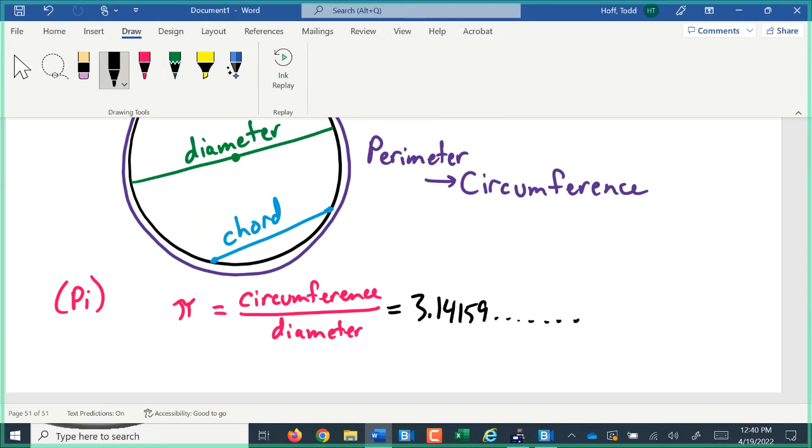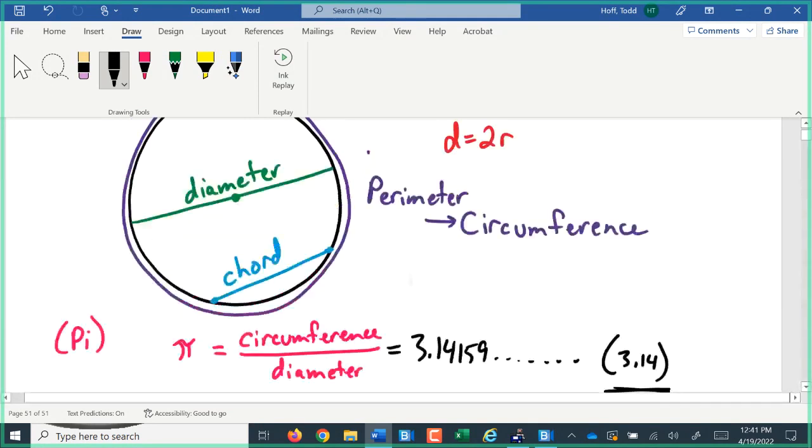We will typically use 3.14. Now, many of your calculators have a pi button on them. You can feel free to use that as well. I will give you a little bit larger answer. But on any quizzes or tests, I will use 3.14, and then I'll also use the pi button. Any answer in between the two will be acceptable. Yes, Avery, any question?